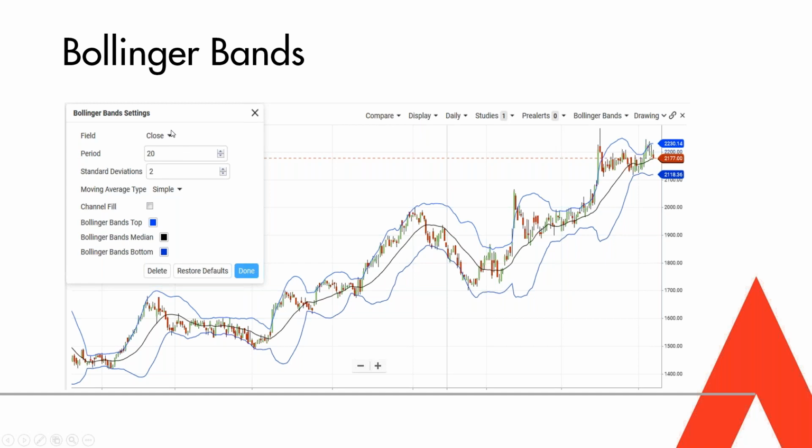Basically it's calculating on the closing prices. It's using a period setting of 20. So if it's a daily chart, that'd be 20 days, 20 bars. The standard deviation setting is set to 2, and it calculates using a simple moving average. In terms of color coding the indicator lines, you can vary them, but you can see the middle band, or the median band, is colored black, whereas the upper and lower bands are in blue. You can change these obviously to suit yourself and your own style.